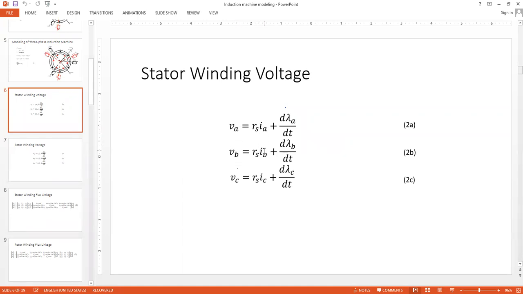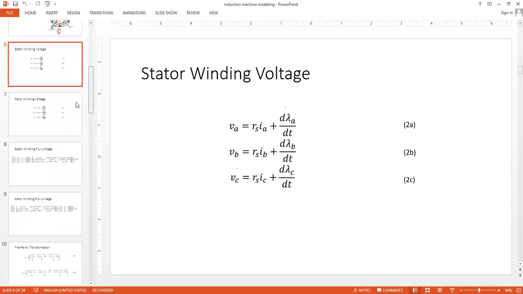This will be IA, IB, IC. Again, you need to apply the TDQ0S. Similarly, this is lambda A, lambda B, lambda C. You need to apply TDQ0S.